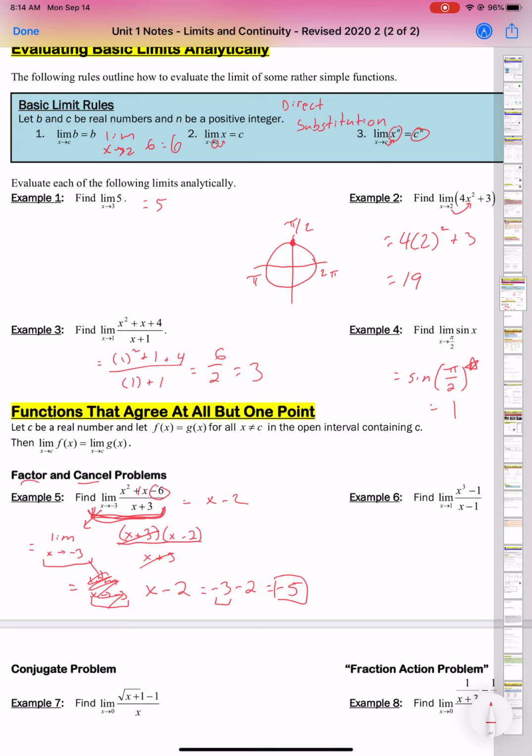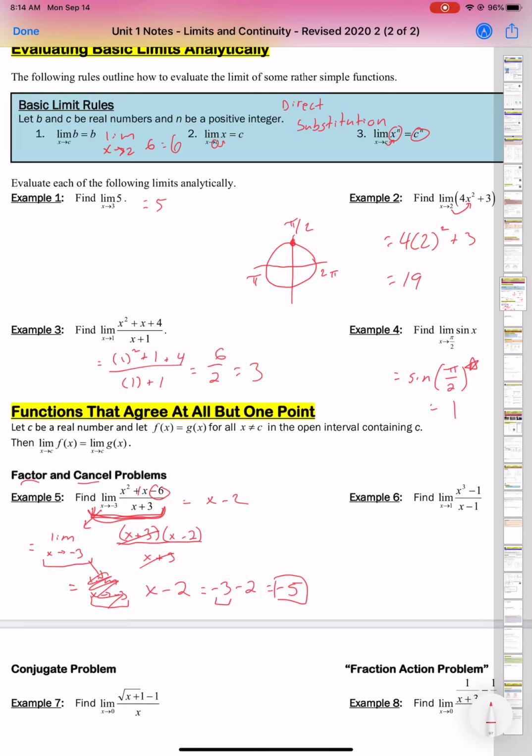So just make sure when you are simplifying these functions, every step of the way, you are writing that limit as x approaches whatever x is approaching. You can only stop writing that once you've actually plugged the number in.